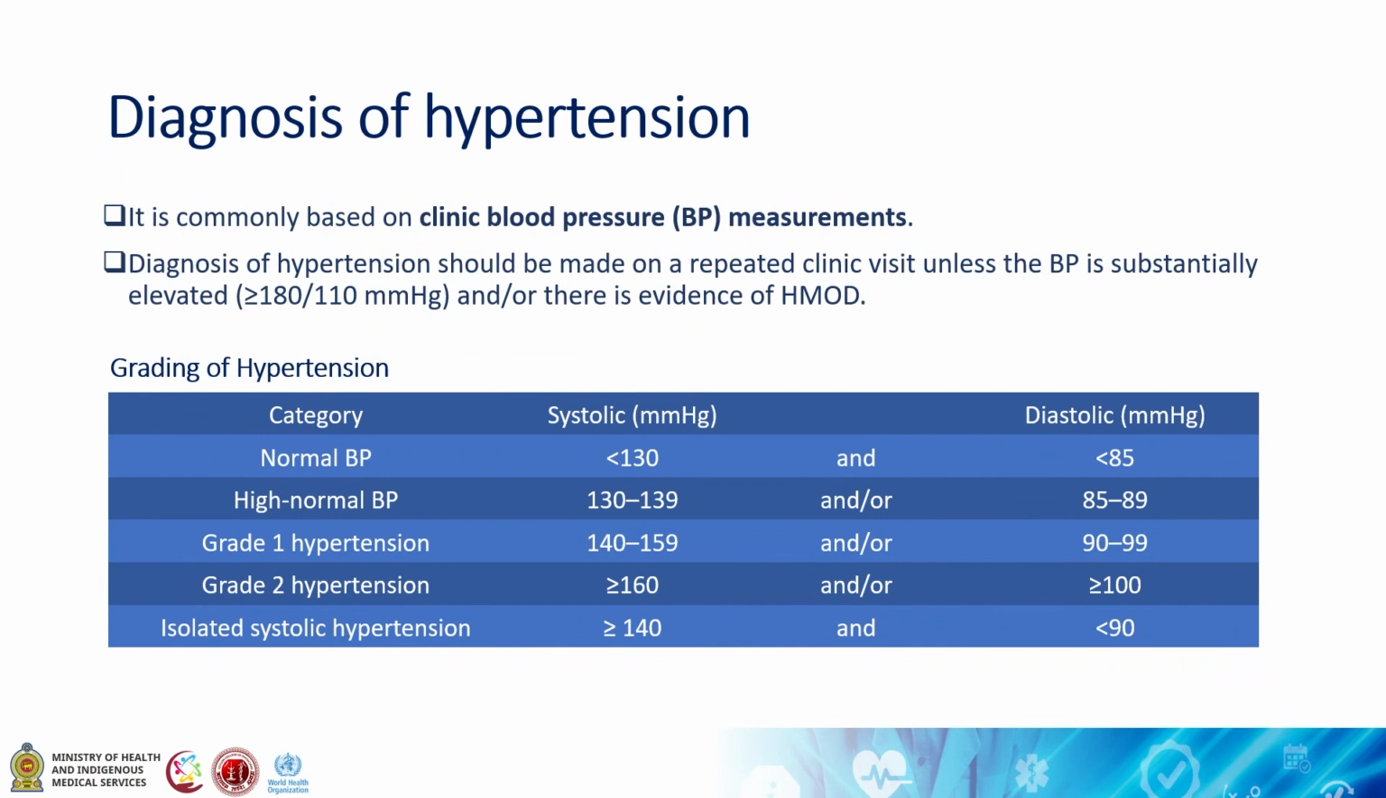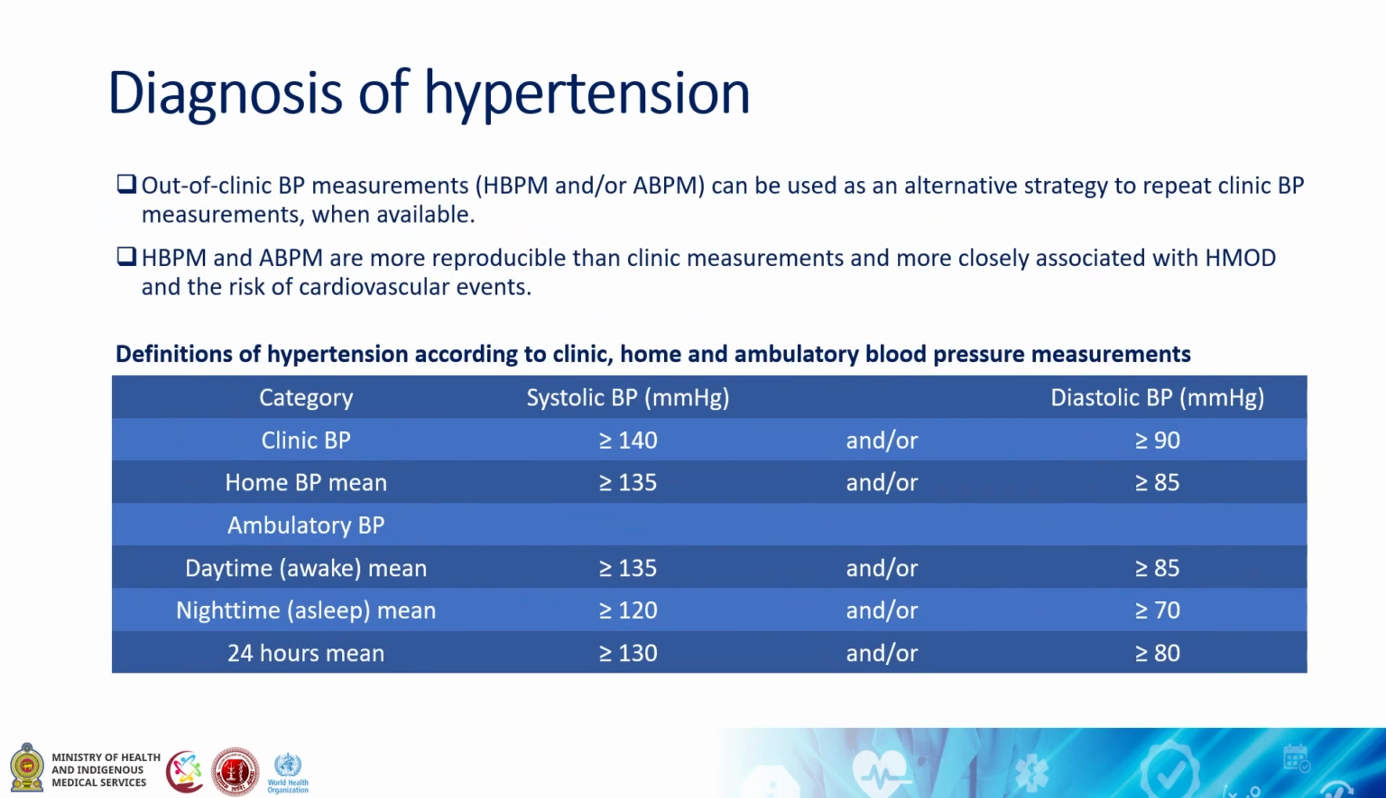The grading of hypertension is as follows. Out of clinic blood pressure measurements, home blood pressure measurements, and or ambulatory blood pressure measurements can be used as an alternative strategy to repeat clinic blood pressure measurements when available.